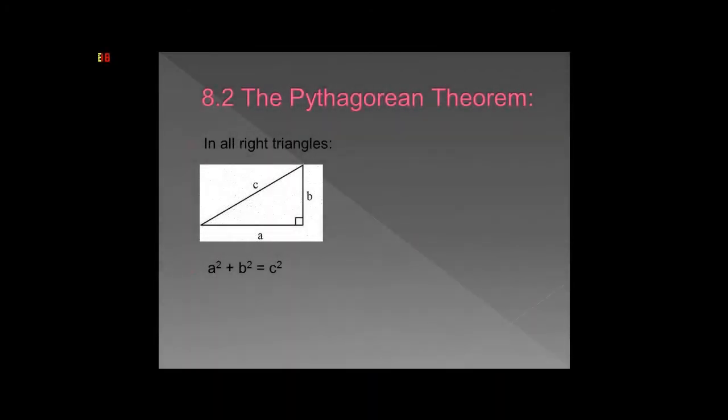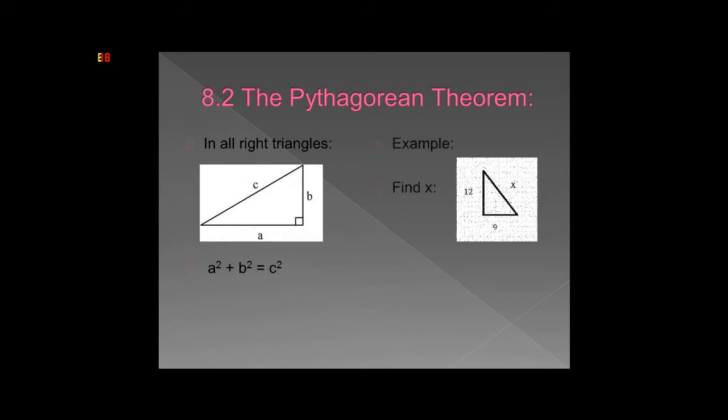That in a right triangle, the square of the hypotenuse is equal to the sum of the squares of the legs. We can find x by squaring 9 and 12 and adding them, and then finding the square root of that number. We see that x is 15.